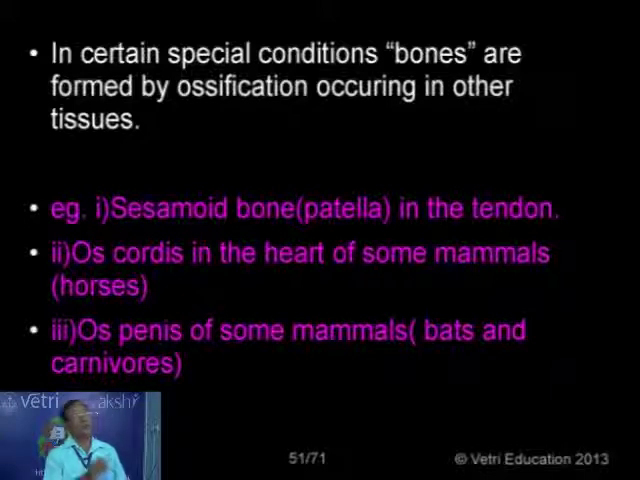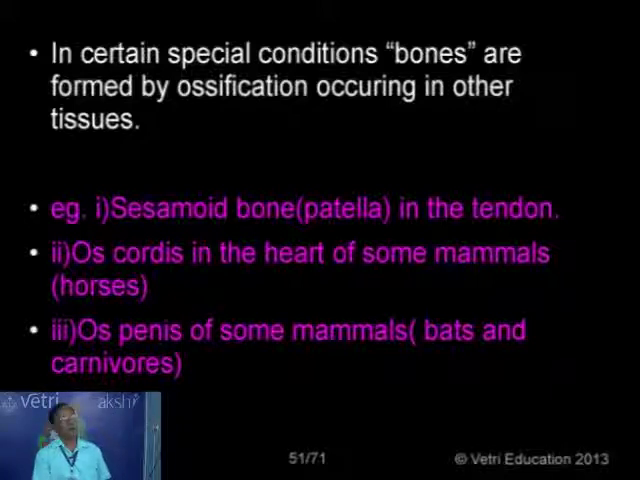Sesamoid bone, nothing but the patella, the kneecap. So the kneecap is actually formed by the deposition of calcium in the tendon, the one which connects the quadriceps muscle to the bone. So here the ossification occurs in the tendon which connects the muscle to the bone. There it is converted into what we have as the patella, the sesamoid bone.